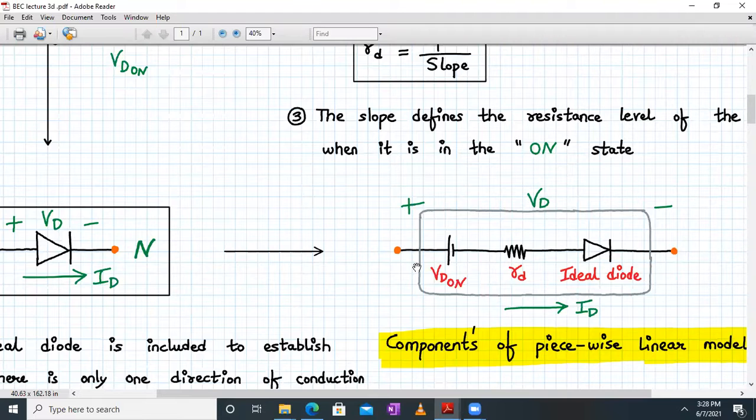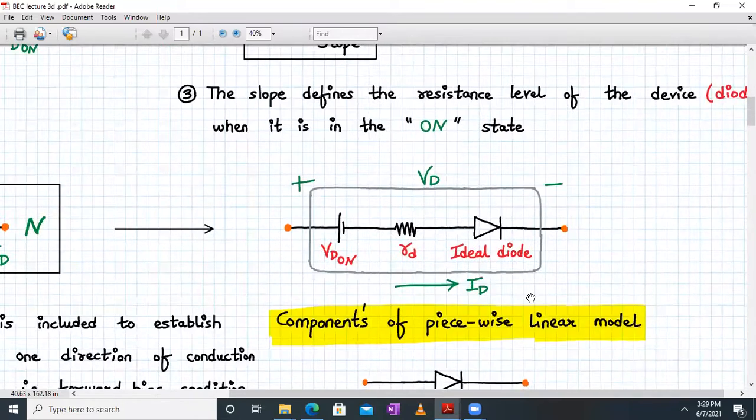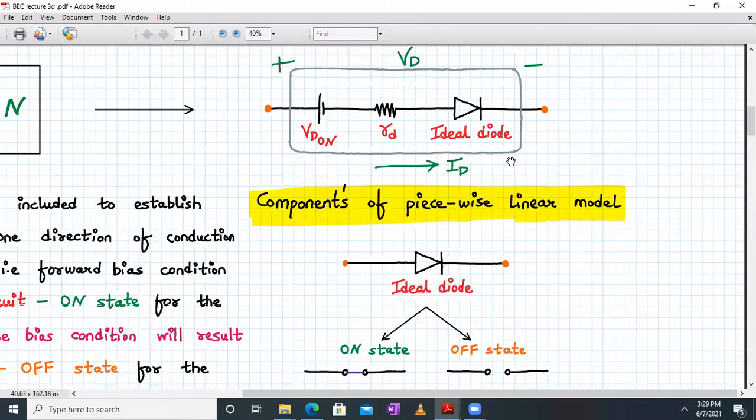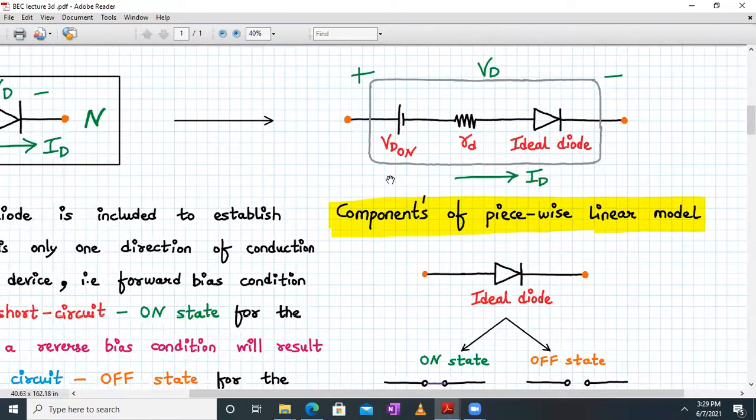Okay, so we have covered all three components. First, VD-on, a battery. Then we have a resistance, which is 1 upon the slope of this line, and then finally the ideal diode to ensure that it only conducts current in one direction. So these are the various components of the piecewise linear model.